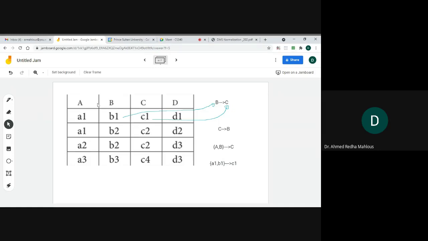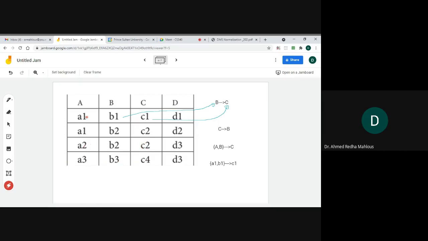Okay, A1 B1, because A1 is from A, B1 is from B. This is what the functional dependency A, B gives me C means. We see what is the value of C, which in the first line is C1. A1 B2, I do have C2. A2 B2 gives me C2. A3 B3 gives me C4. I don't have a repetition here. I don't have a problem.